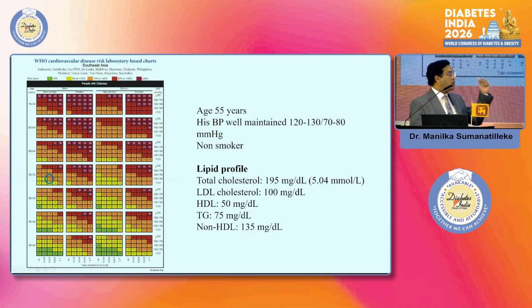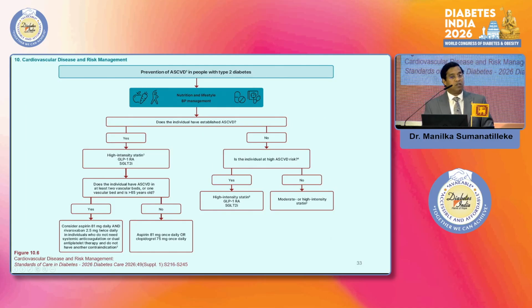He asked me, Doctor, can I have aspirin? Should I take aspirin? How do you answer that? We have the WHO Southeast Asia category chart, put in his parameters. The 10-year cardiovascular risk came as 10%. It's a bit controversial. The latest ADA 2026 says they don't give aspirin now unless he has established atherosclerotic cardiovascular disease, in one vascular bed or two, then you can start. Otherwise, it's statins, SGLT2 inhibitors, and GLP-1 receptor agonists.